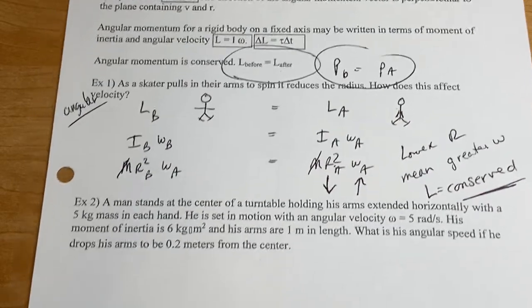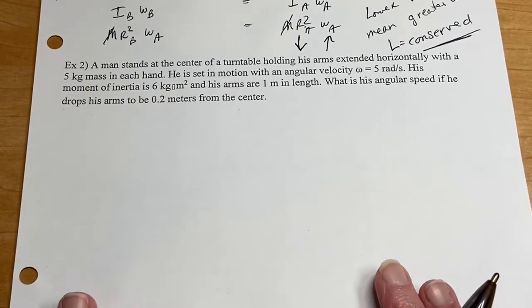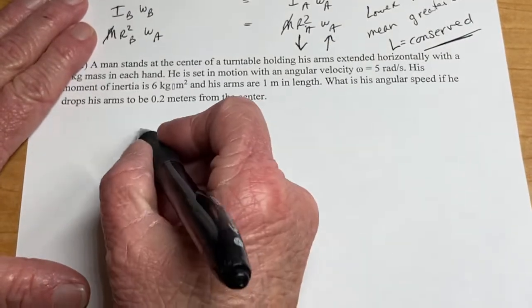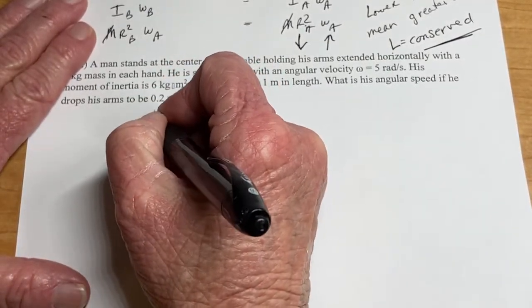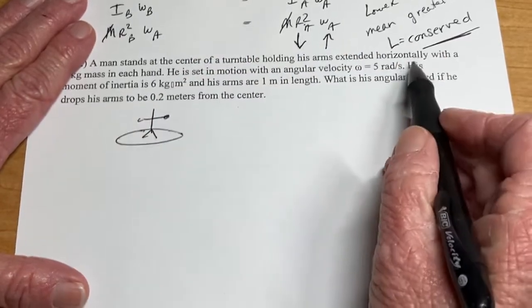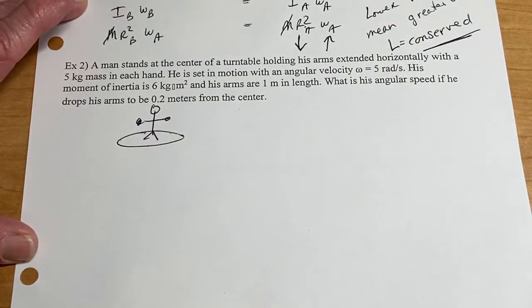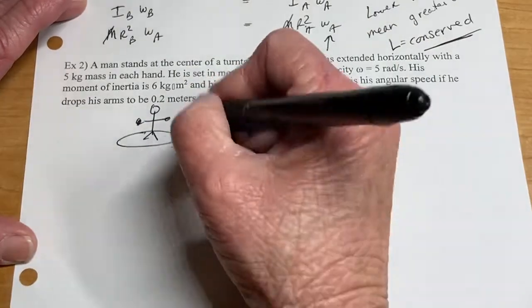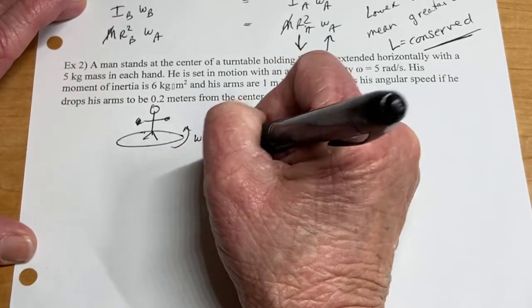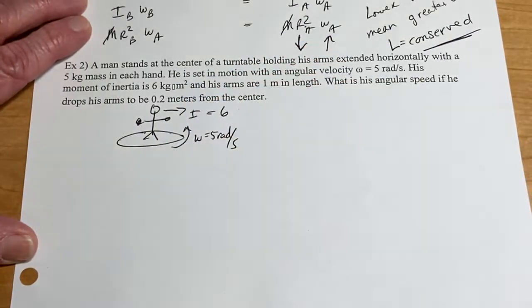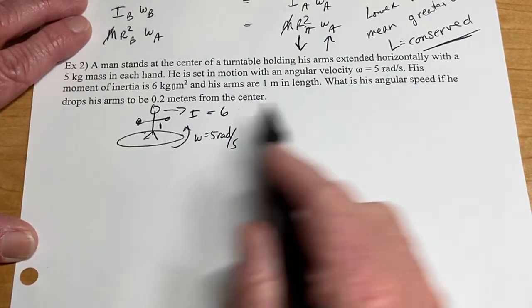All right, let's look at a little more complicated problem. All right, so a man stands at the center of a turntable. Let's think of it like a merry-go-round. And his arms are stretched out horizontally, and he's got masses, like he's holding on to something. He is set into motion, spinning at 5 radians per second. His moment of inertia, just his body, is 6. His arm length, 1 meter. Of course, he's pretty tall if that's the case. What is his angular speed if he drops his arms?